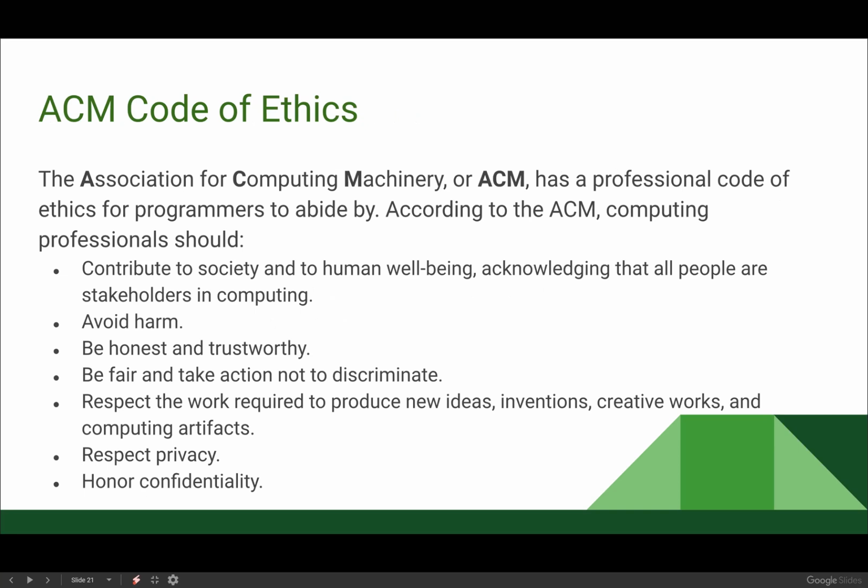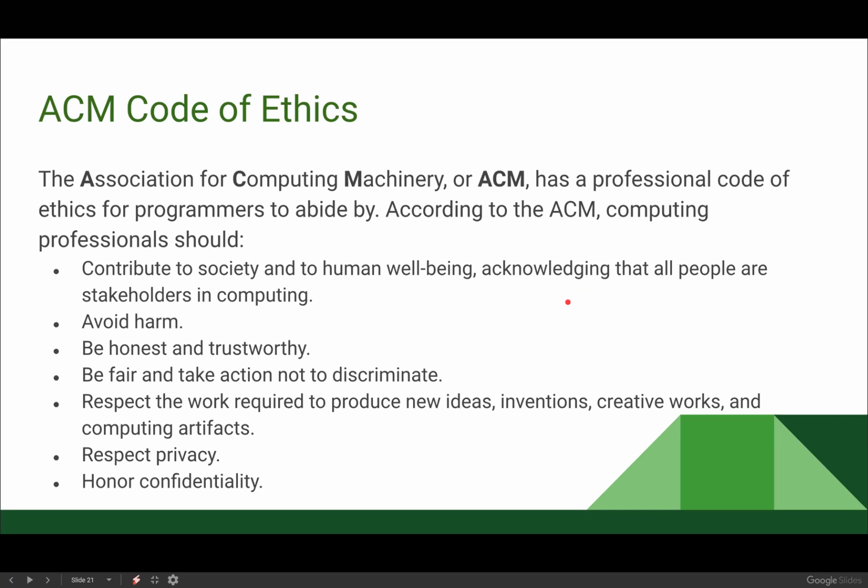There is an association called the Association for Computing Machinery, shortened to ACM. They have a professional code of ethics for programmers to abide by. I was actually in the local chapter of ACM when I was in college. I believe I'm still a member, and I ascribe to this code of ethics.